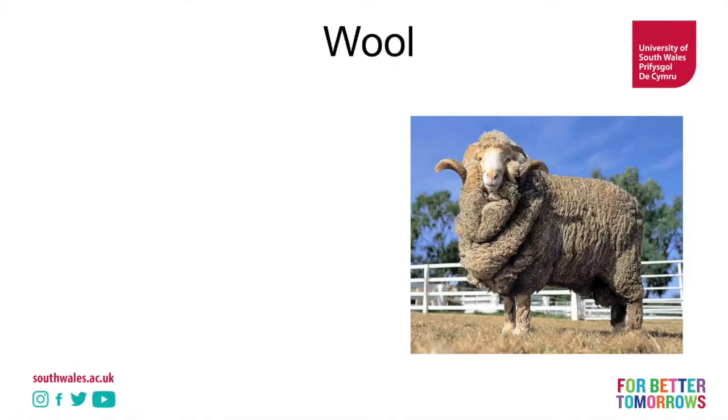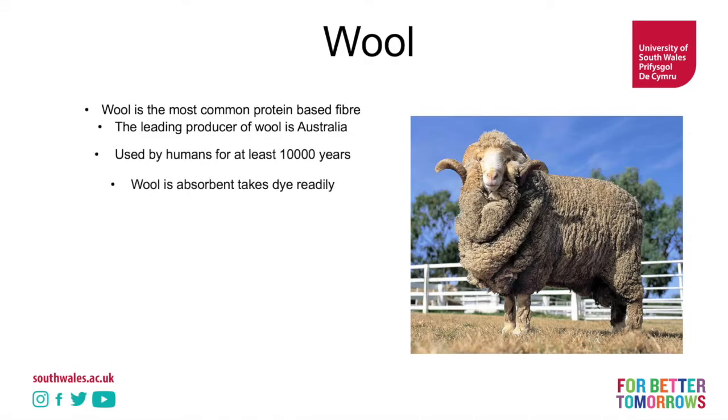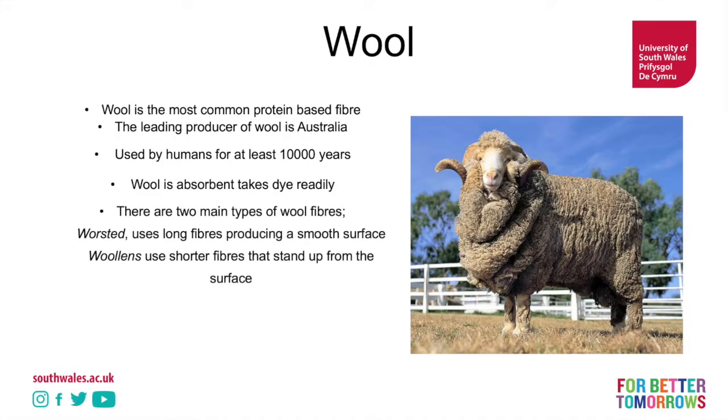Now, let's jump into protein fibres. Our first protein fibre is wool. So our wool is the most common protein-based fibre. The leading producer of wool in the world is Australia. It's been used by humans for at least 10,000 years. Now, it's absorbent and takes dye readily. There are two main types of wool fibres.